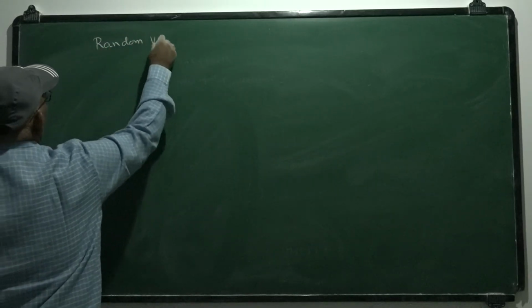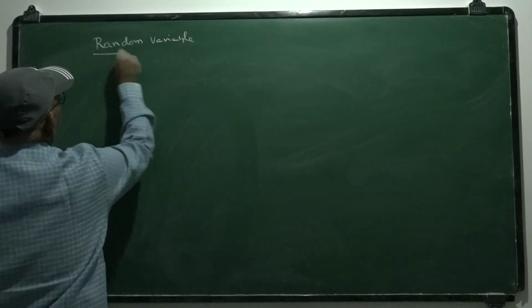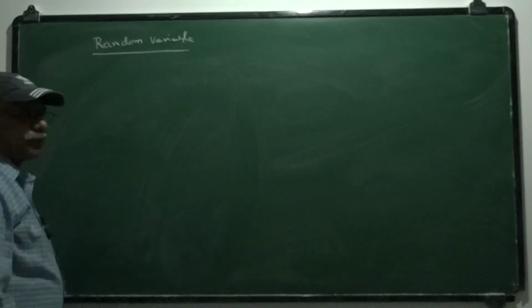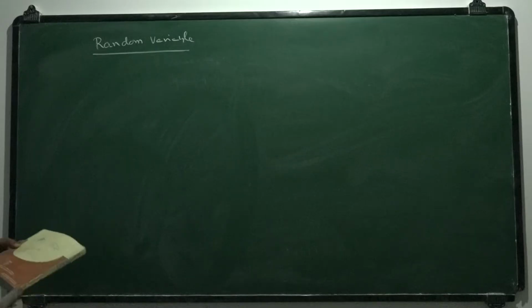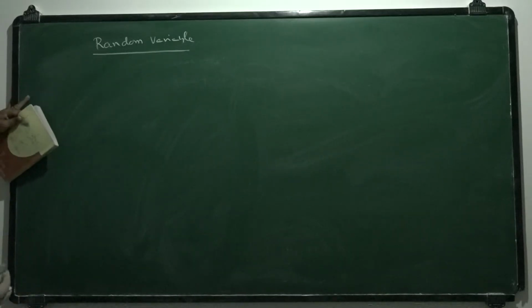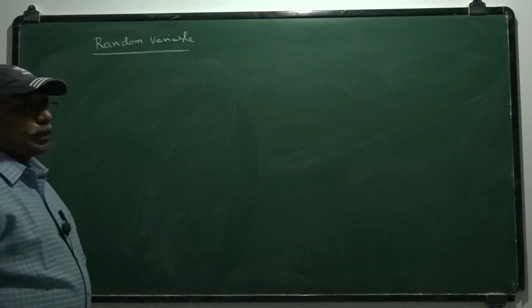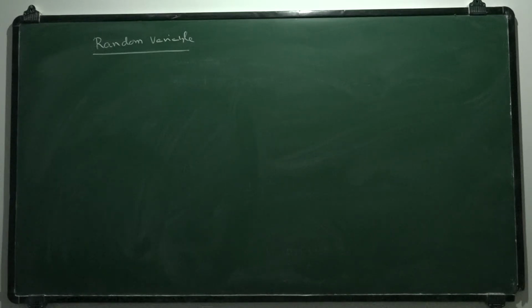Random variable. A variable in association with the possible outcomes of a random experiment is called a random variable. It takes real values in association with the possible outcomes of a random experiment. Such a variable is called a random variable.